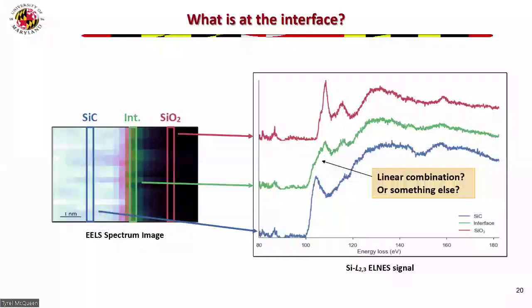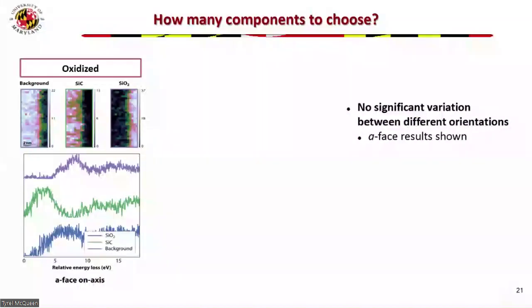So this again is for the purely oxidized sample. We see 3 components in general. We have what we call just a background signal. There's always a background signal. This signal corresponds to the silicon carbide, and this is for the silicon dioxide. There are basically only 3 components. There are always more components in this plot, but they don't really add anything. It's usually just noise.